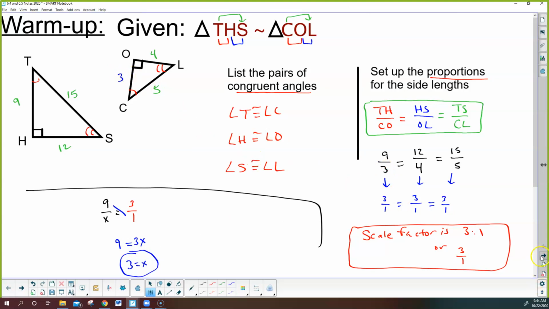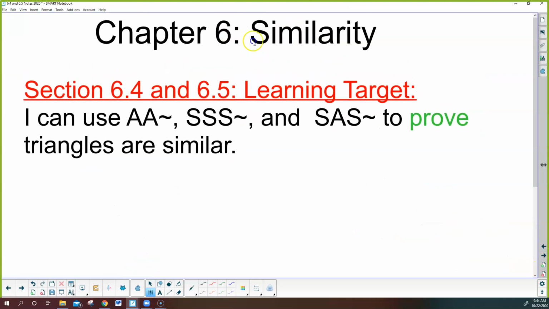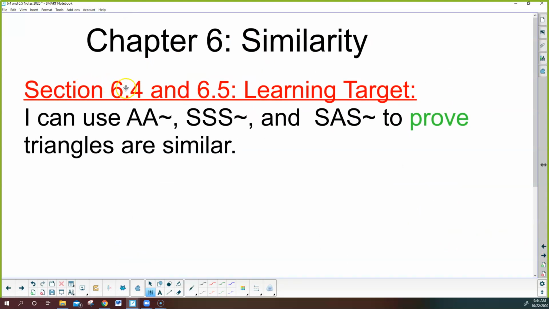All right, so kind of a quick review of what we learned leading up to this point. You don't have to write this page down, but today we are doing section 6.4 and 6.5. And I want you to notice the directions. We're learning to prove that triangles are similar. So we are going to set up a 2-column proof today, and we're going to do a couple proofs by hand. The nice thing about similarity is there's only 3 methods for proving triangles are similar.